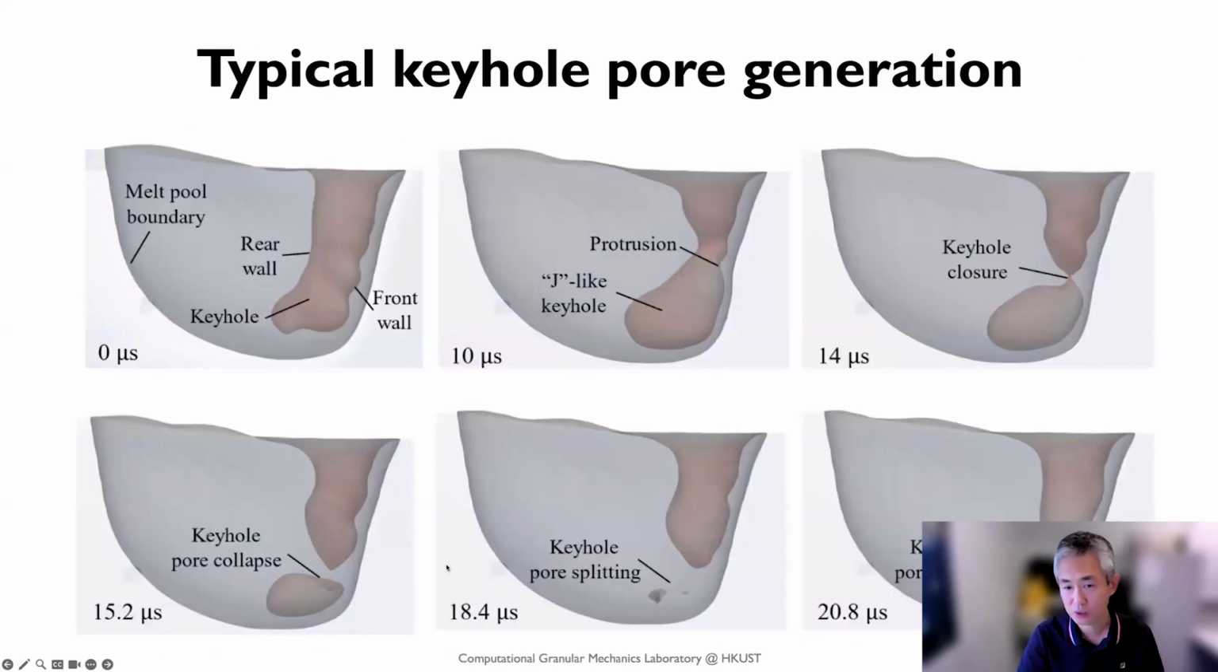Again, I want to show a typical process. You have the front wall and rear wall. These are the existing molten pool.